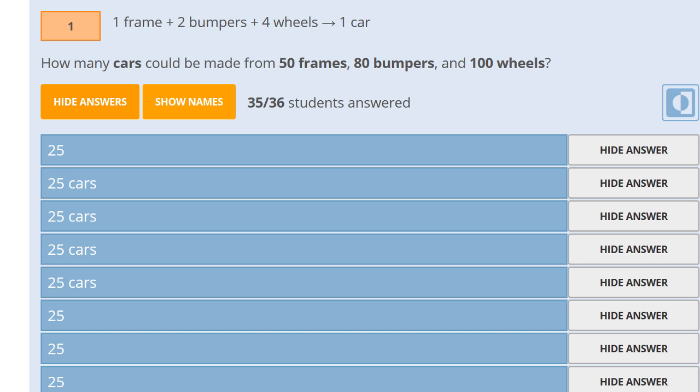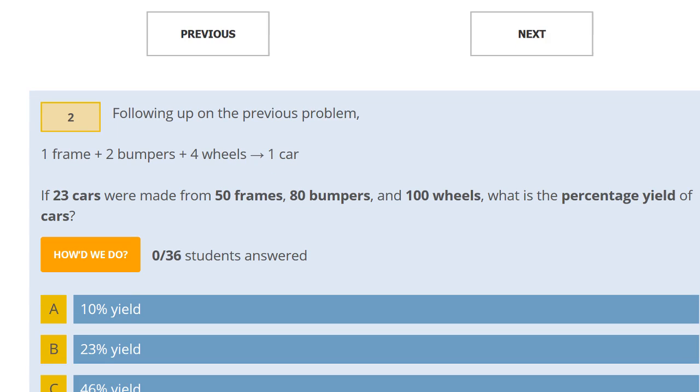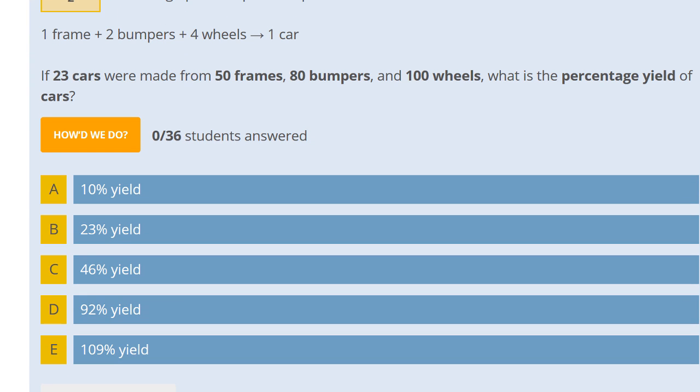Okay, here's the next question. Following up on this previous problem, where we're showing the process again, if 23 cars were made from 50 frames, 80 bumpers, and 100 wheels, what is the percentage yield of cars? Now, I realize I haven't told you how to do this yet. This is a common sense one. If you know how to do percentages, percentages are the same no matter how you do it. So if you're not sure, talk to your neighbor, calculate an answer, and enter it in.